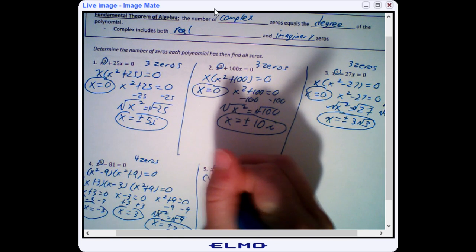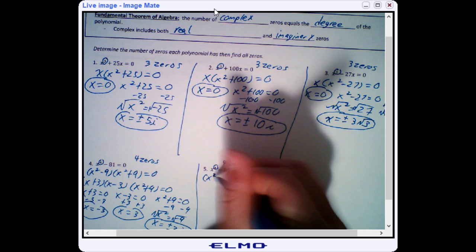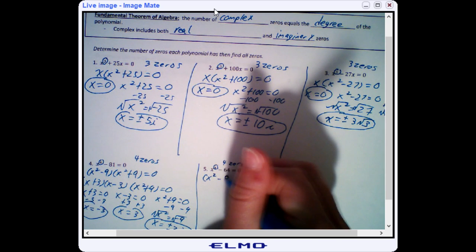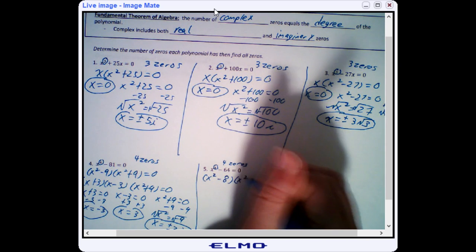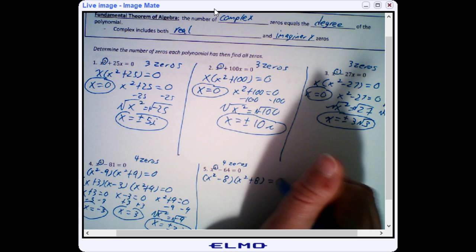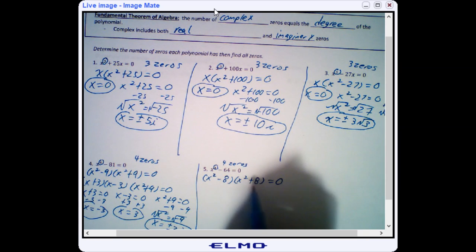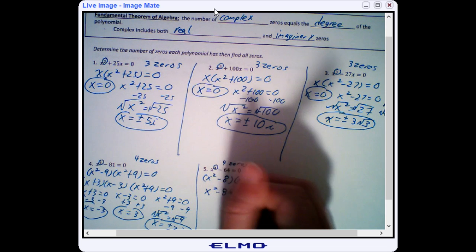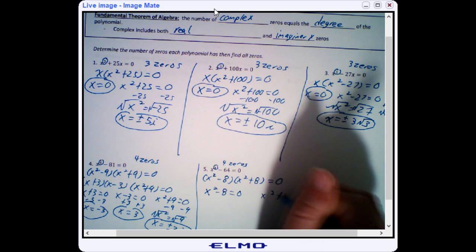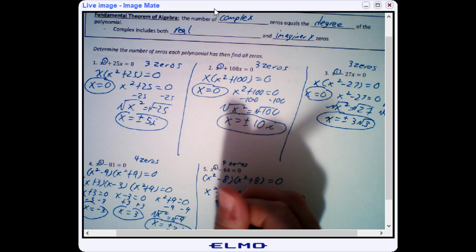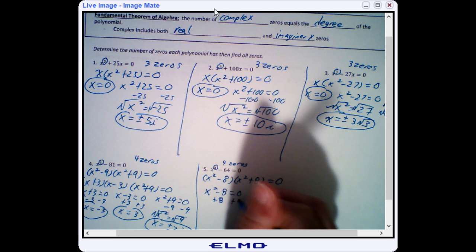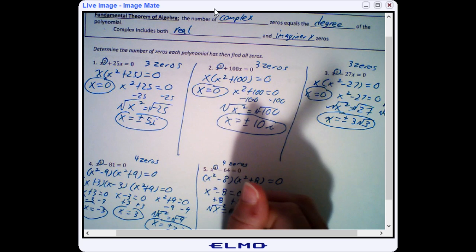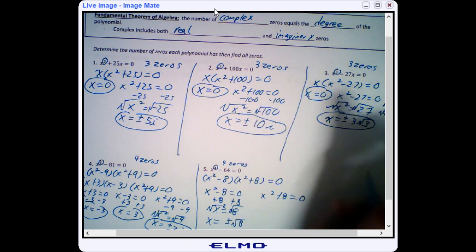So we're going to have x squared minus 8, x squared plus 8. I can't square root either of these further, so I'm just going to set them both equal to 0. I'm going to get x squared equals 8 and square root. So we're going to get x equals plus or minus the square root of 8.